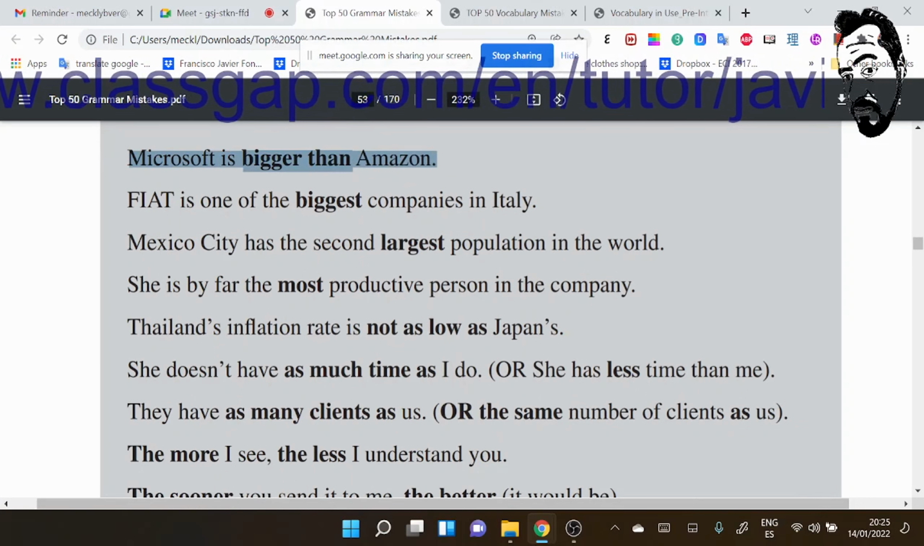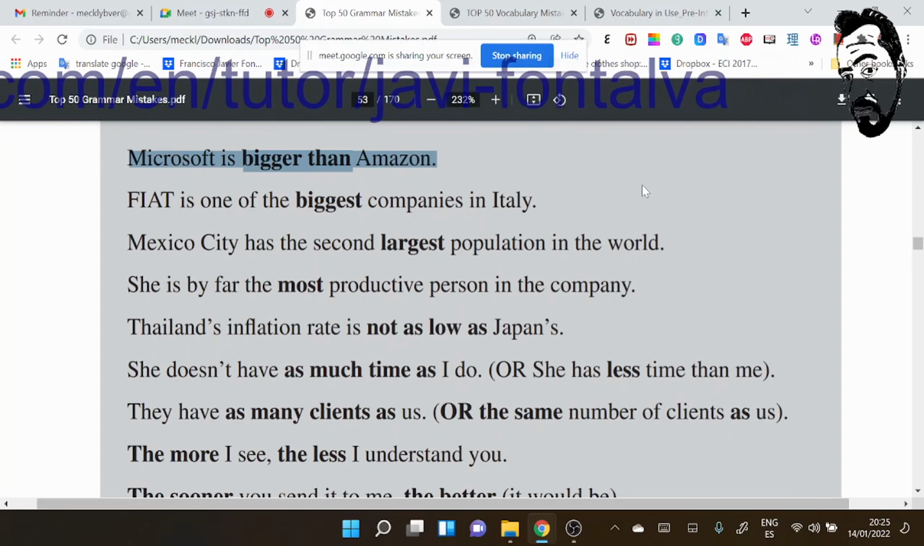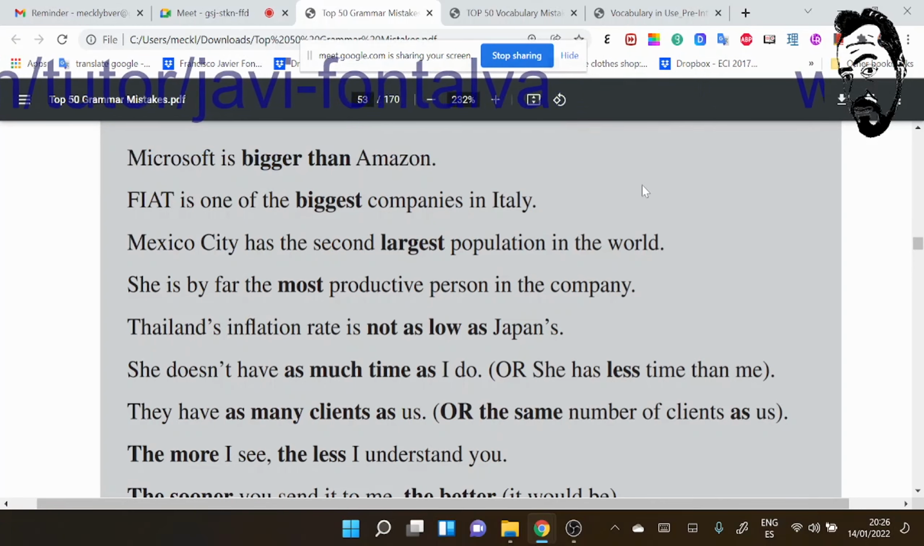So Microsoft. Can you read, please? Microsoft is bigger than Amazon. Next one.